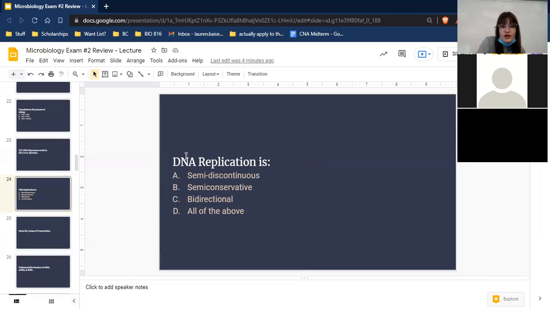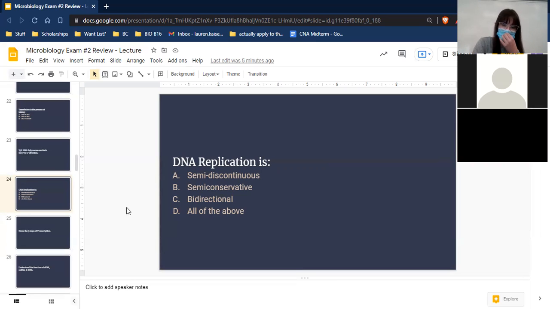Okay, moving on. DNA replication is semi-discontinuous, semi-conservative, bidirectional, or all of the above. I hear a D. Okay. I have another D. Edith, do you agree or disagree with it being D? You agree? Okay, perfect. So yes, that is correct.